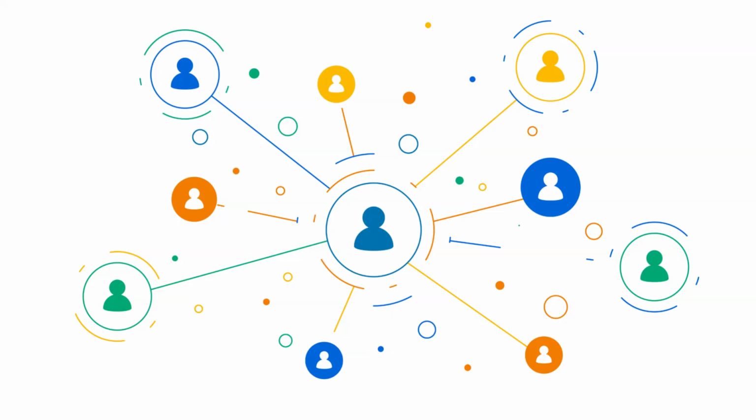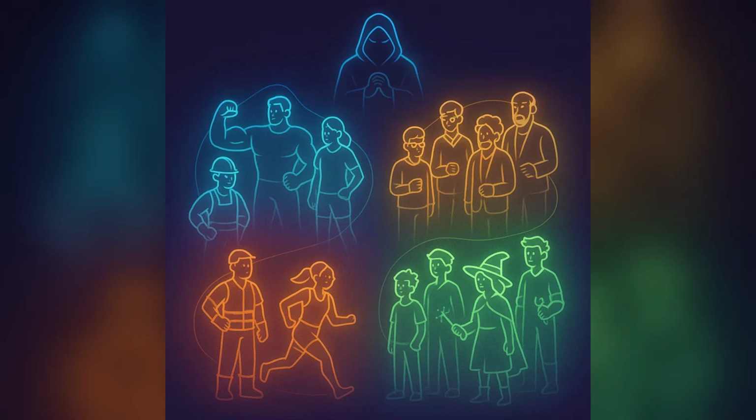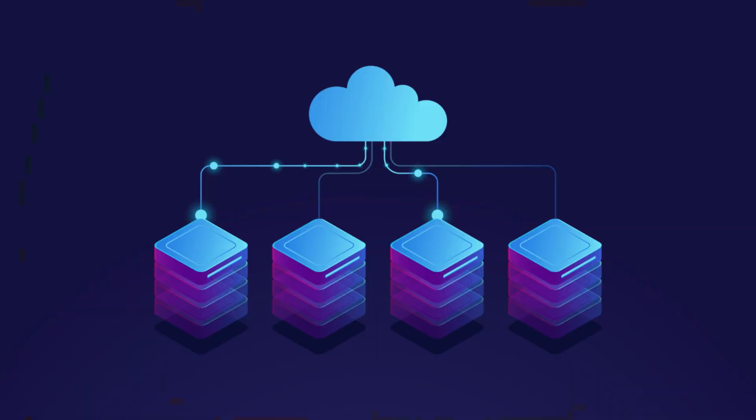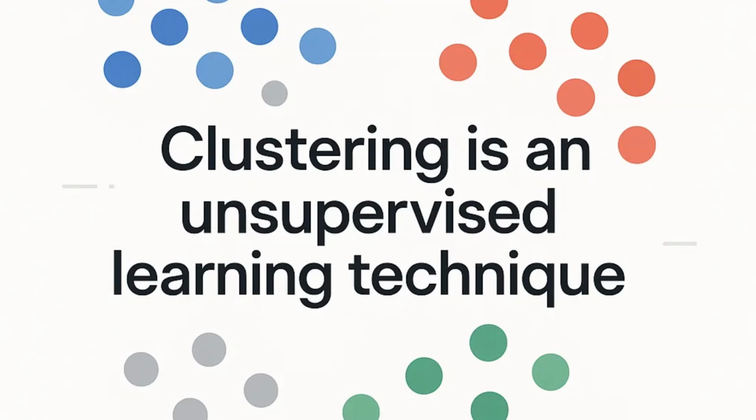That's exactly what clustering does. Clustering is like building Avengers squads without a roster, just based on who's similar to whom. No labels, just natural groupings from the data itself. Clustering is an unsupervised learning technique in machine learning.